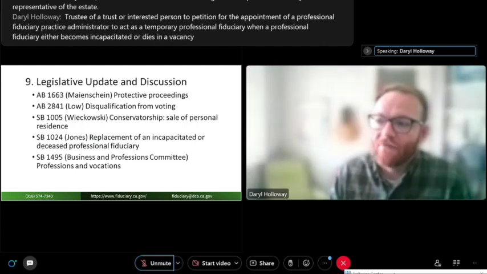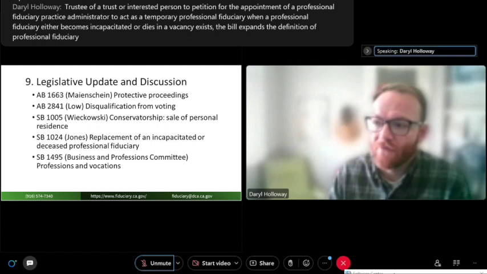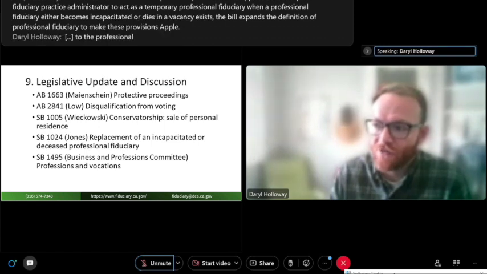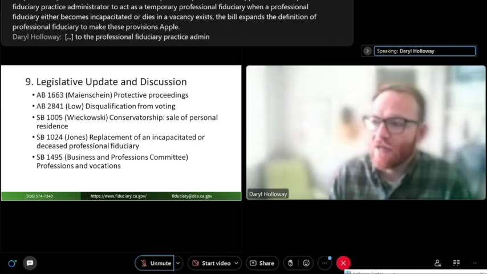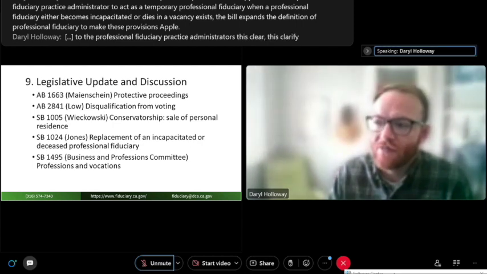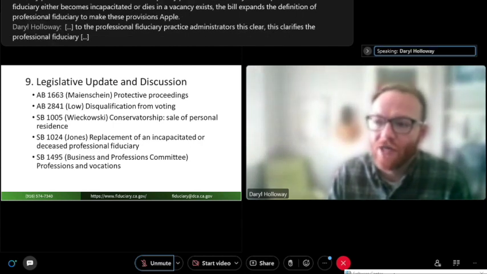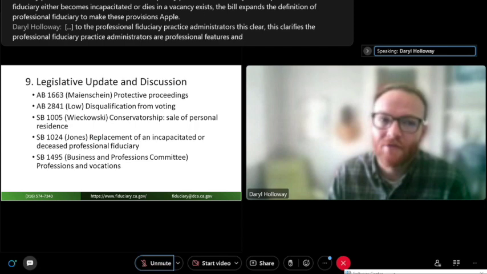The bill expands the definition of professional fiduciary to make these provisions applicable to the professional fiduciary practice administrators. This clarifies that professional fiduciary practice administrators are professional fiduciaries and are regulated by the Professional Fiduciary Bureau.